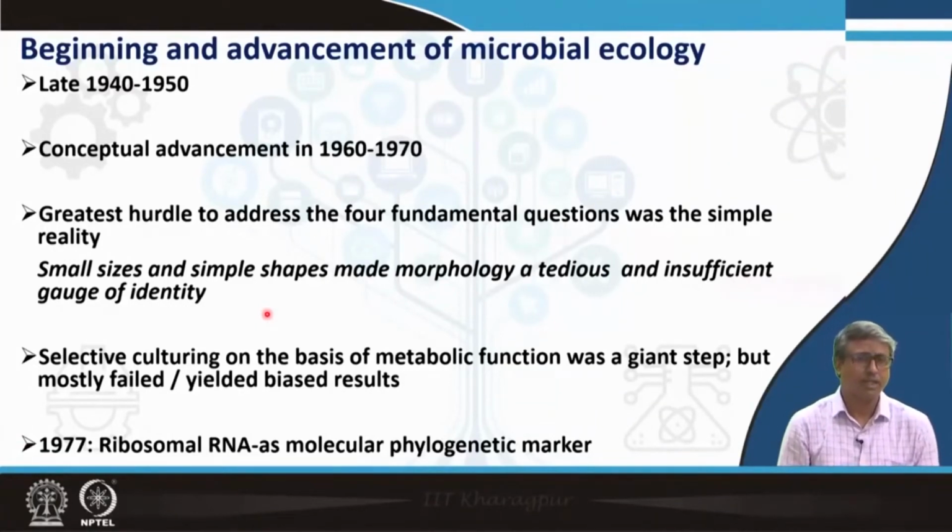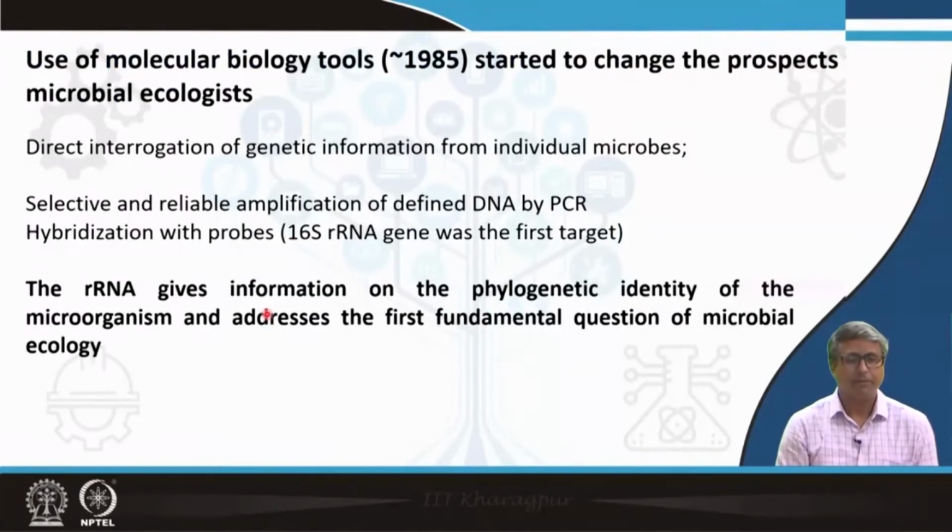1977 was a very important time, because ribosomal RNA was identified as a molecular phylogenetic marker, and that allows us to establish the phylogenetic identity of the organism in a straightforward way. So, in the next 10 years or so, we see a remarkable change, because the use of molecular biology tools appeared, including PCR based amplification and the sequencing technologies. So, direct interrogation of genetic information from individual microbes was possible.